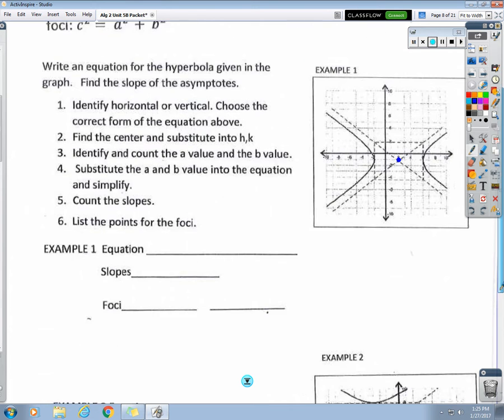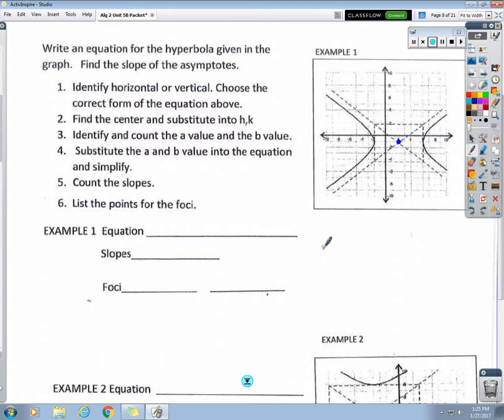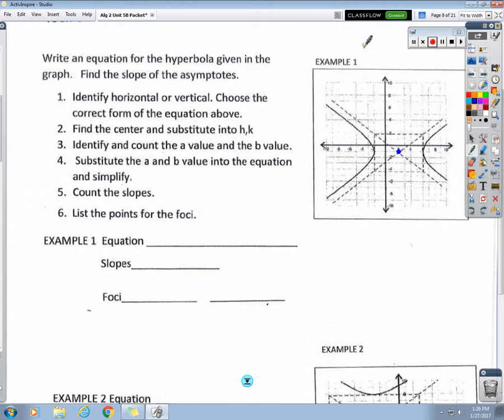Okay, the first thing we need to do to write the equation for the hyperbola is to identify whether we're dealing with a horizontal or a vertical hyperbola. What is this one? That one's definitely horizontal because I can see that it's opening right and left, and those are horizontal directions. Once you've established that it's horizontal, that lets you know what? Right, you use the equation that starts with x minus h.